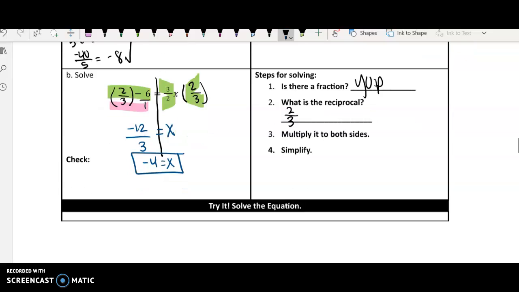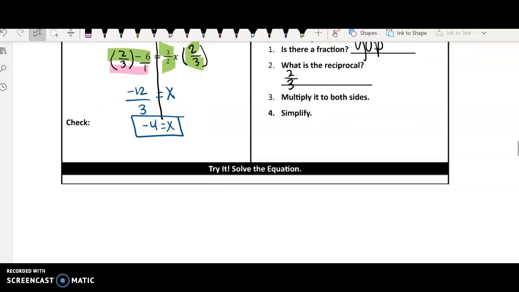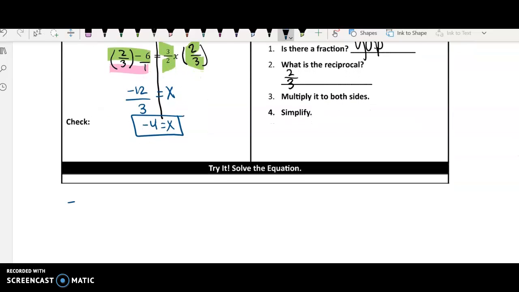So let's check our answer. I'm going to do it down here because I ran out of room. But we have negative 6 equals 3 halves times, and instead of the x, I'm going to put a negative 4 here. And I'm going to put that over 1 just to help me out. So 3 times 4, negative 12. 2 times 1 is 2. Negative 12 divided by 2 does equal negative 6.